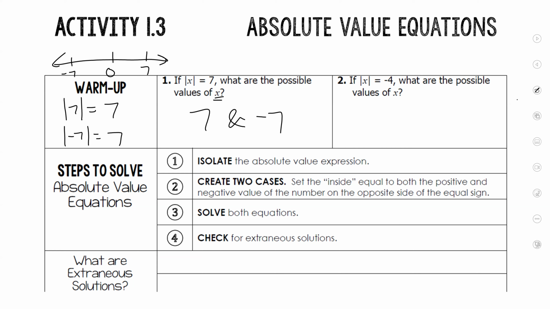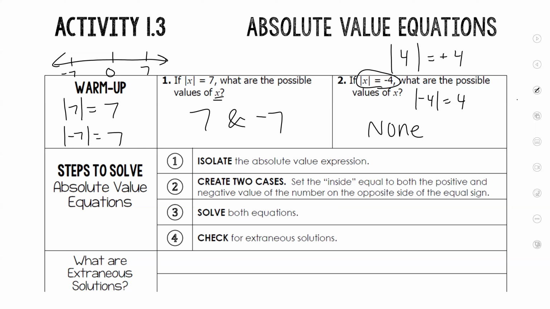Okay? All right, so let's look at number 2. Are any numbers a distance of negative 4 away? What's the absolute value of 4? It's positive 4. What's the absolute value of negative 4? 4. It should always be a positive, okay? Because we're talking about distance. How far is something away from 0? It should always be positive. That's why number 2, this is not possible. So I'm just going to put none. There are no x values that will give you negative 4 when you do the absolute value of it, okay?